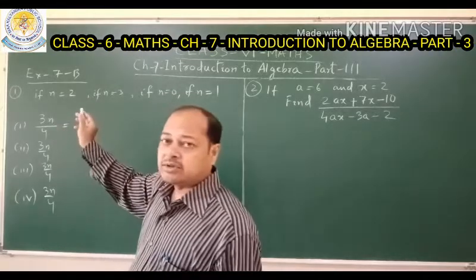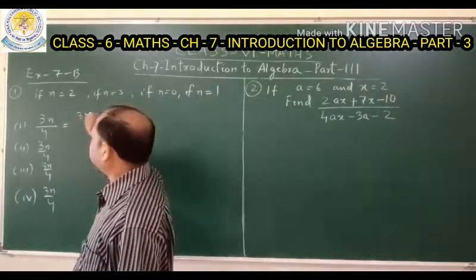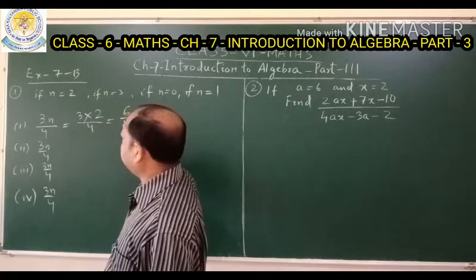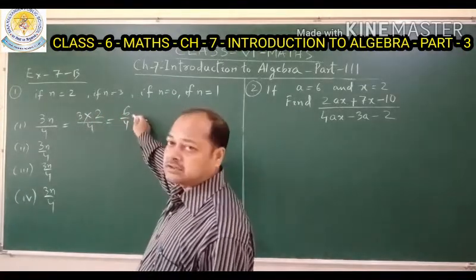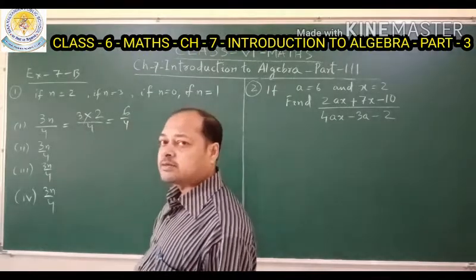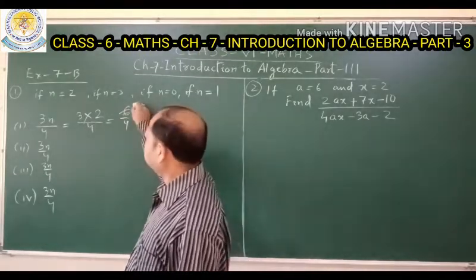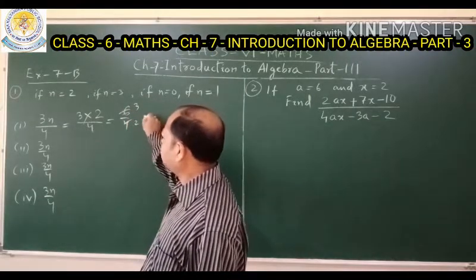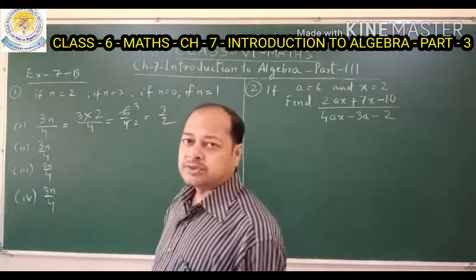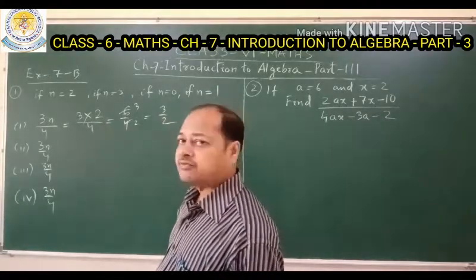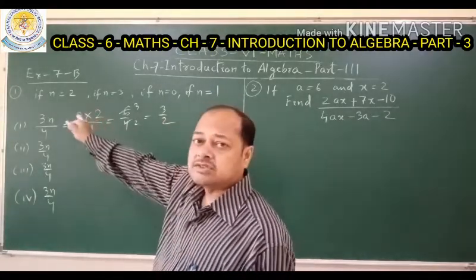When n equals 2, then 3 into n upon 4, that is 6 upon 4, and it can be further minimized. What is the HCF of 6 and 4? That is 2. So 2 threes are 6 and 2 twos are 4. That is 3 upon 2. Okay. So 3 upon 2 is the solution of 3n by 4 when the n value is 2.